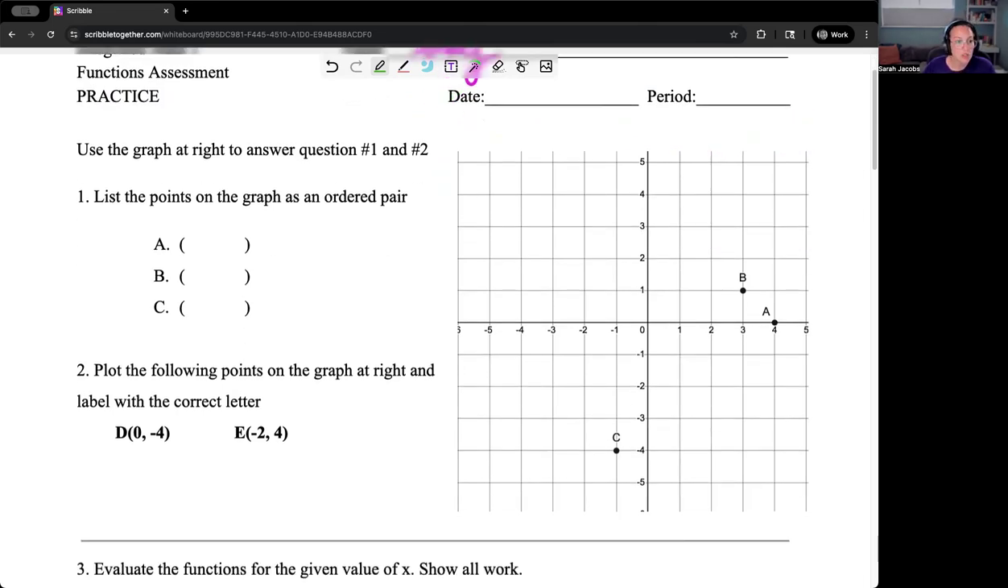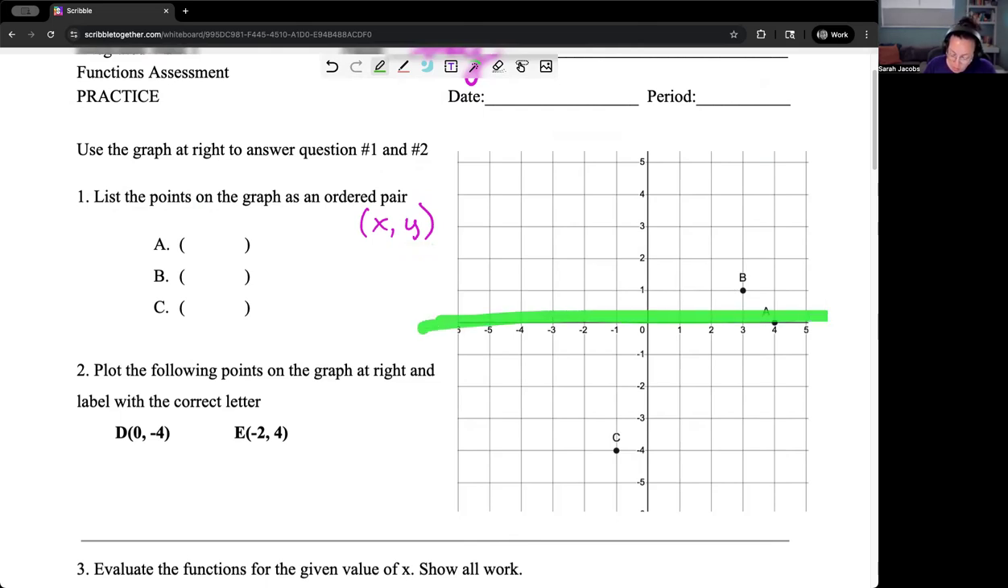All right. So first it says, use the graph at right to answer questions 1 and 2. Question 1 says, list the points on the graph as an ordered pair. First things first, an ordered pair is just when we have our x value and our y value for a given coordinate. It's always x, then y, just like in the alphabet.